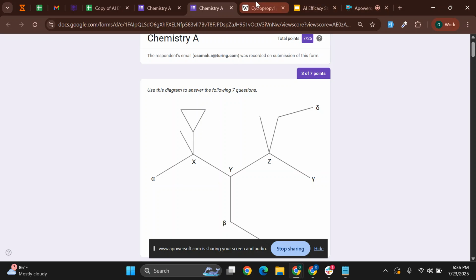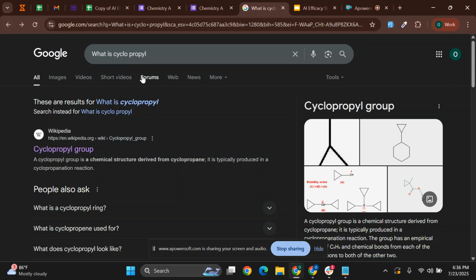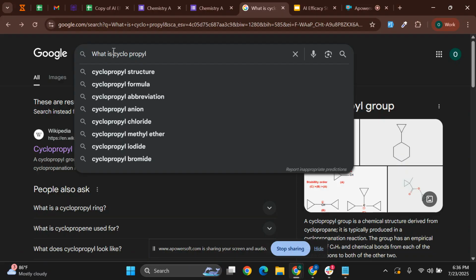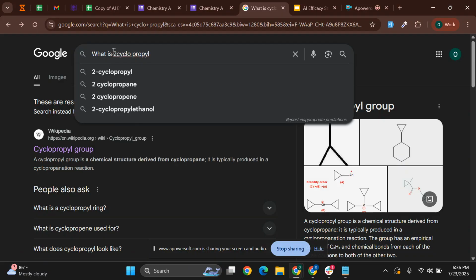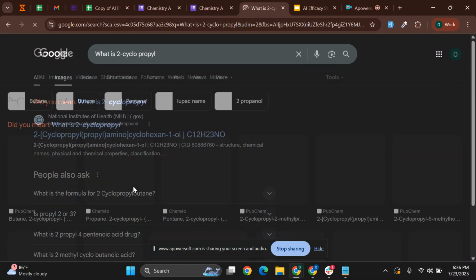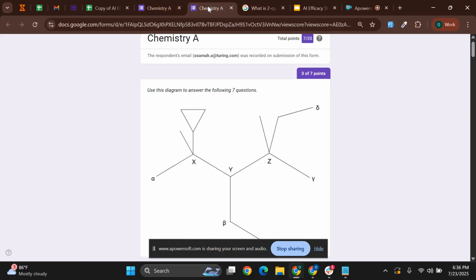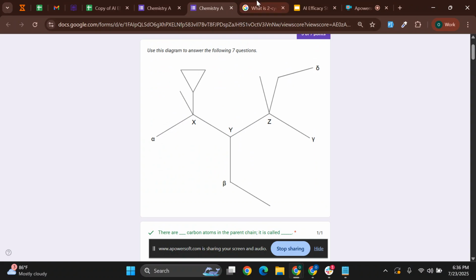What is 2-cyclopropyl? Let's check. Okay, this is 2-cyclopropyl. So I said that this is 2-cyclopropyl.